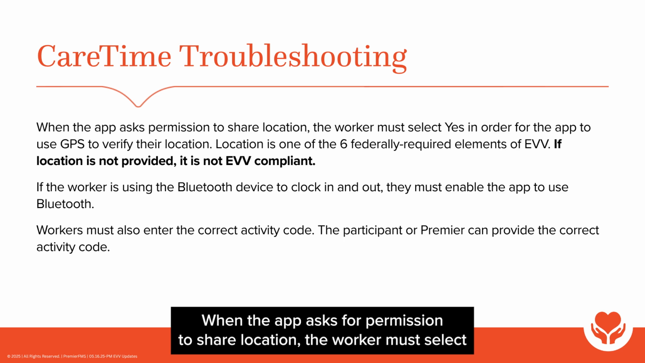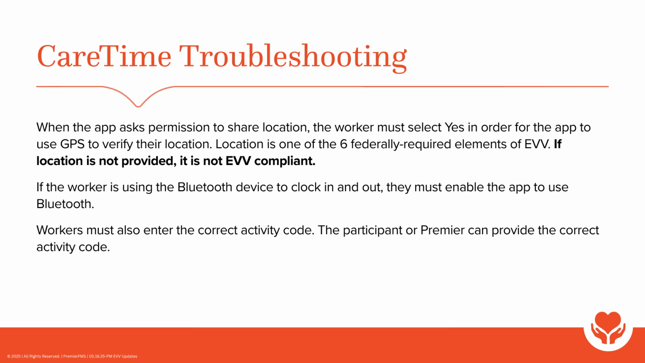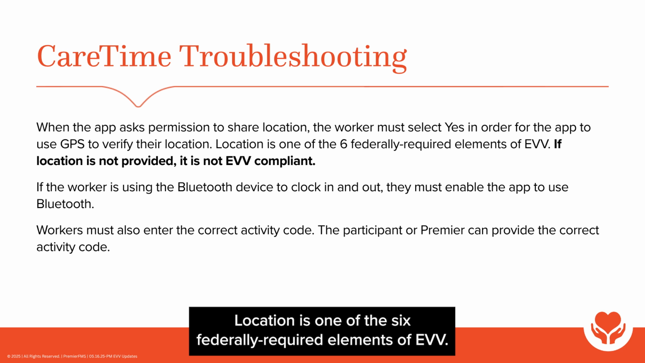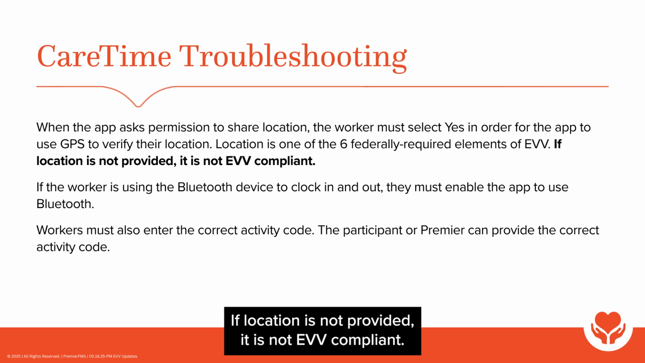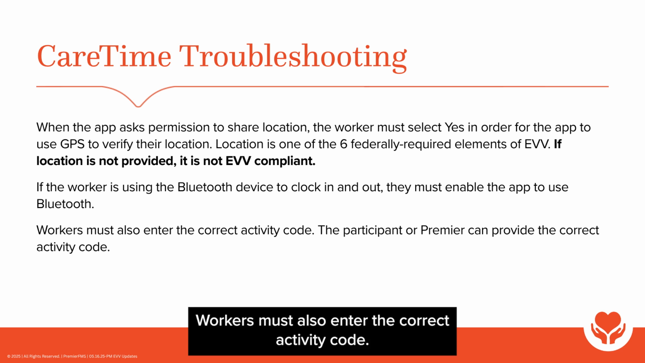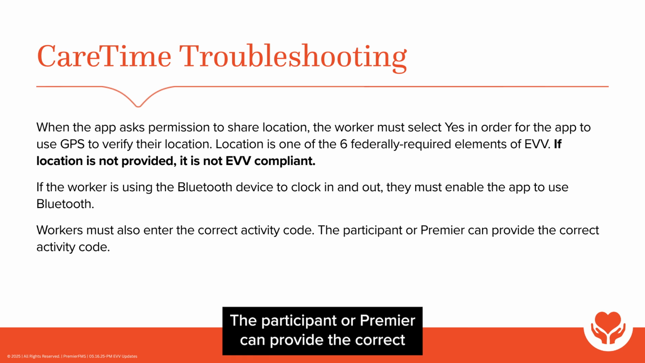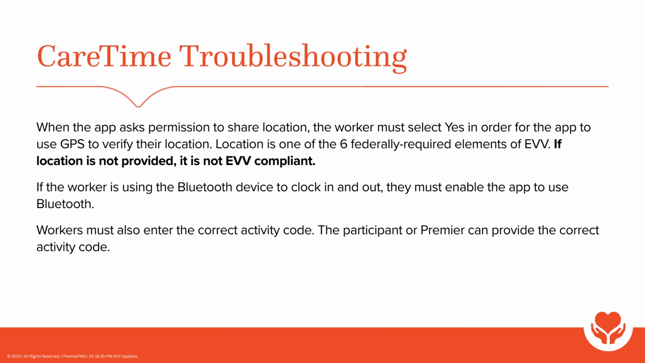When the app asks for permission to share location, the worker must select yes in order for the app to use GPS to verify their location. Location is one of the 6 federally required elements of EVV. If location is not provided, it is not EVV compliant. Workers must also enter the correct activity code. The participant or Premier can provide the correct activity code.